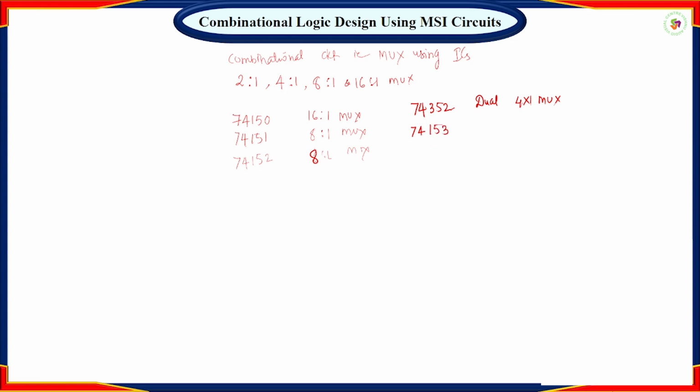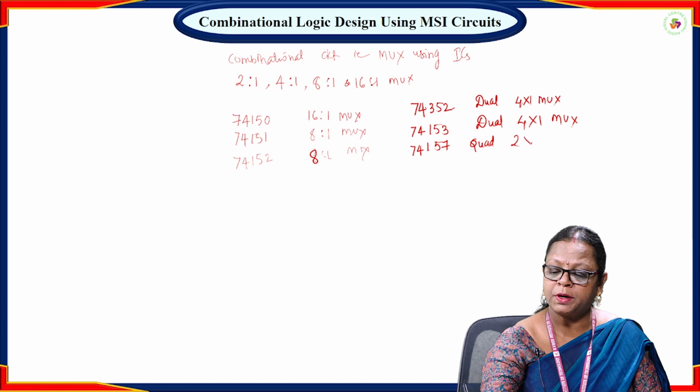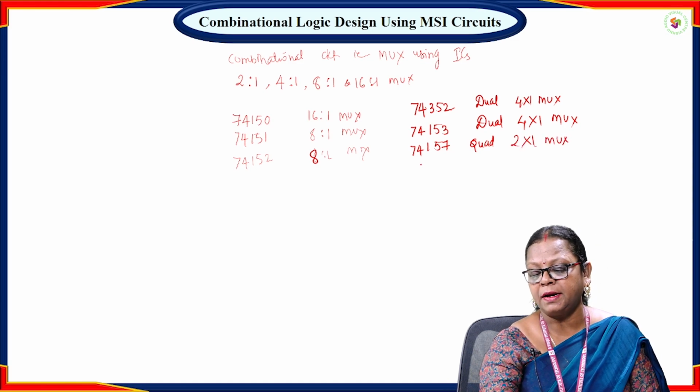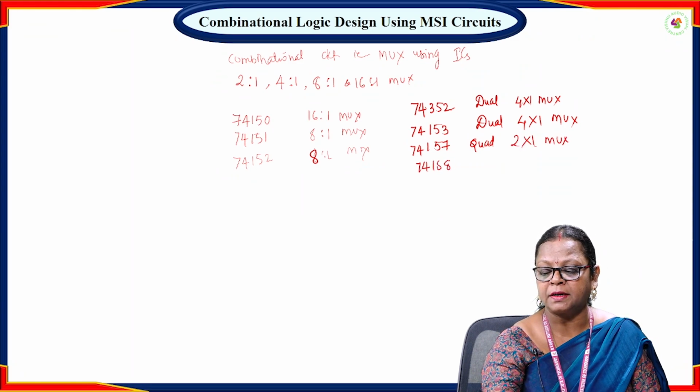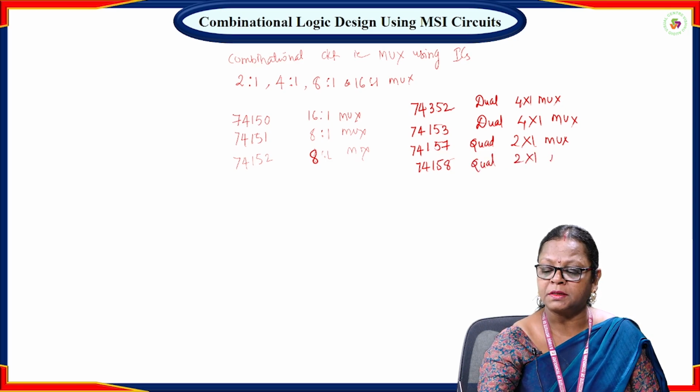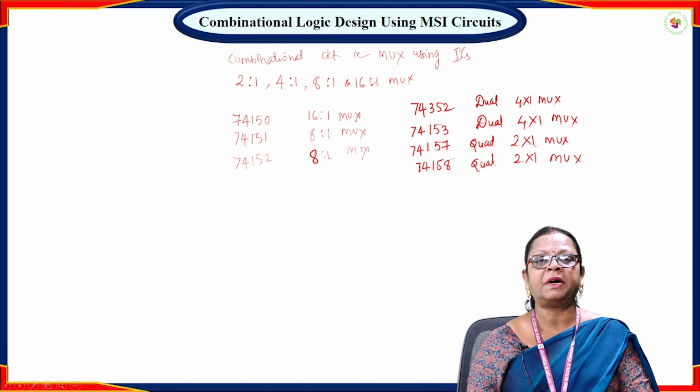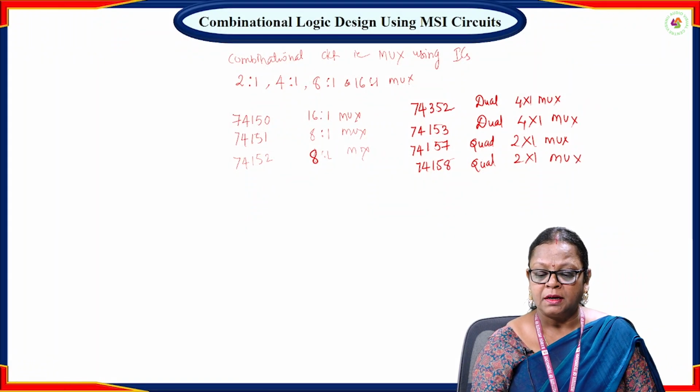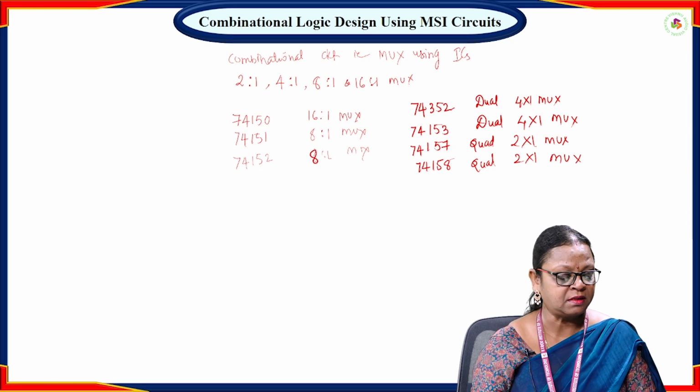74153 is again dual 4 into 1 MUX. 74157 is quad 2 into 1 MUX, and 74158 is again quad 2 into 1 MUX. These are the standard MUX ICs which are available for the design of these multiplexer circuits.